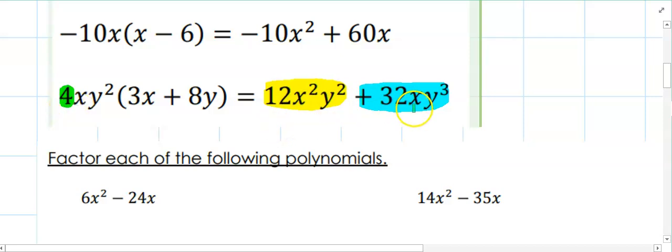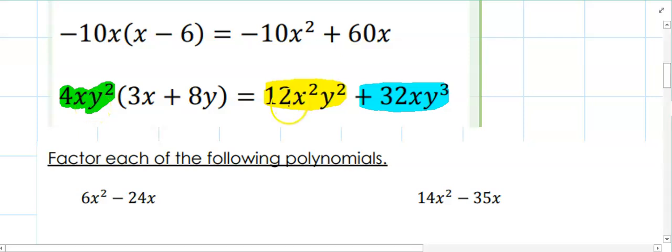Looking at the yellow term and the blue term, the yellow term has 2 factors of x. The blue term only has 1x. So what do they both have? They both have 1x. So I pull out 1x. The yellow term has 2 factors of y. The blue term has 3 factors of y. In other words, the yellow term has 2 yo-yos, the blue term has 3 yo-yos. They both have 2 yo-yos, 2 y's. So we're going to pull out a factor of y squared, 2 factors of y.